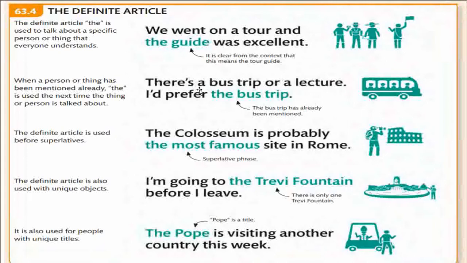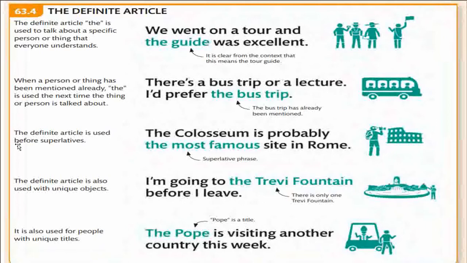There is a bus trip or a lecture. Now there are two options given over here. There's a bus trip or a lecture. Now in this sentence, these two have been mentioned. Now in the coming sentence, when you have to mention, I would prefer the bus trip. Now why is the used? Because it has already been mentioned in the sentence earlier.